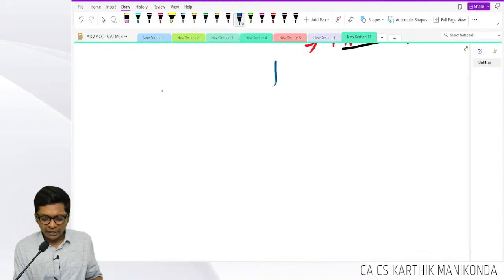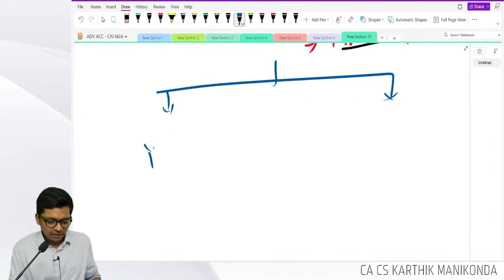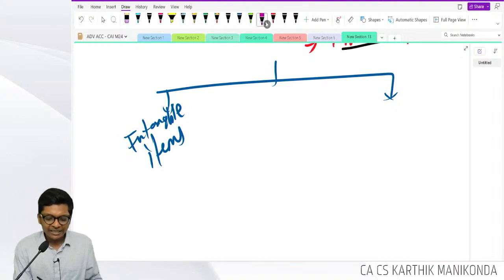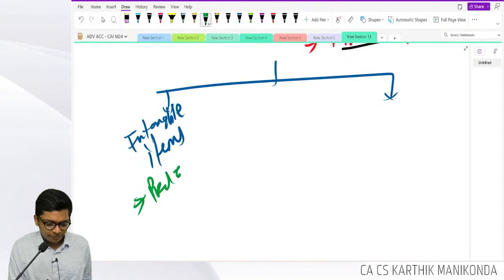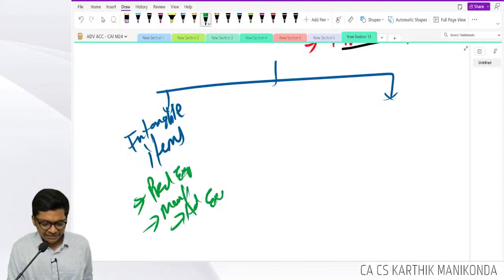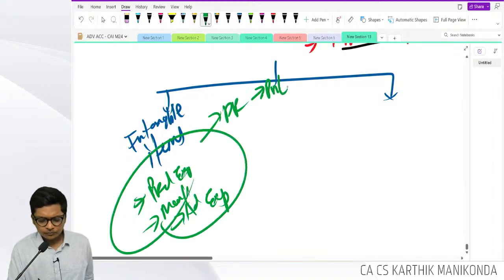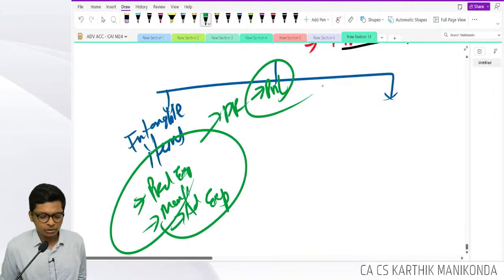Quick last few points, two miscellaneous points in the standard. We have something called intangible items. What do you mean by intangible items? Intangible items are like preliminary expense, marketing expense, advertisement expense. These are not intangible assets. This has to be fully debited to my profit and loss account.